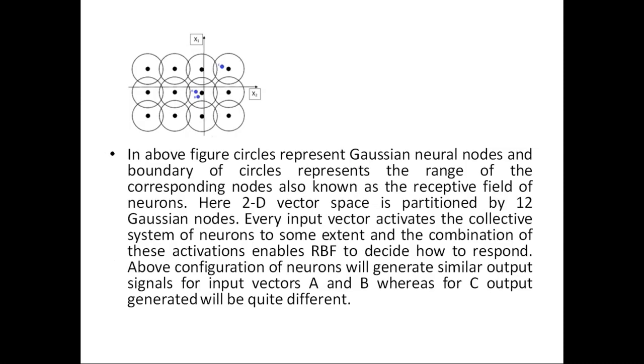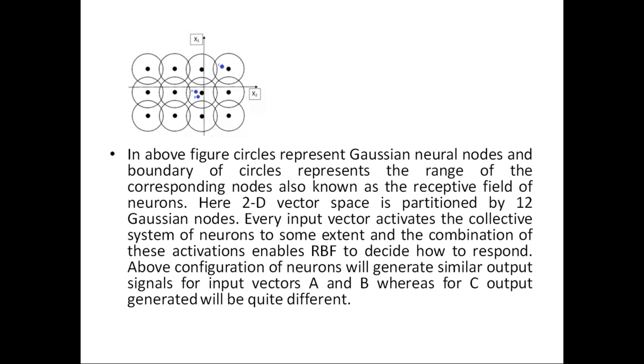Now you can see the diagram. This diagram is just an enlarged one. I will show it in the next page. Just try to understand here. In the above figure, different circles are there. These circles represent the Gaussian neural nodes, and the boundary of the circles represents the range. See, we are talking about the range, no? So that means this function is covering within the periphery. Okay, and the strength is maximum at the center. That is the meaning. And the range is the boundary, up to that boundary it is the range, right?